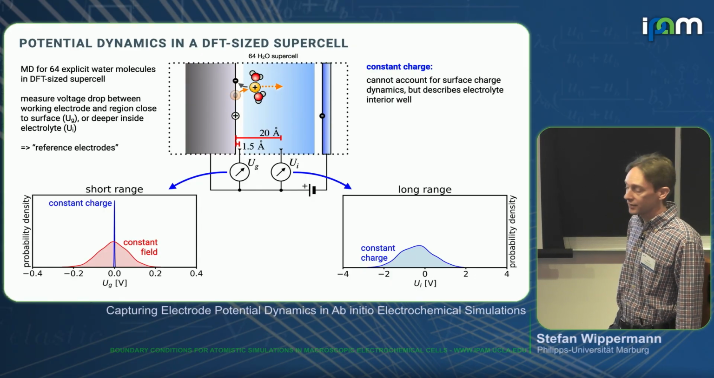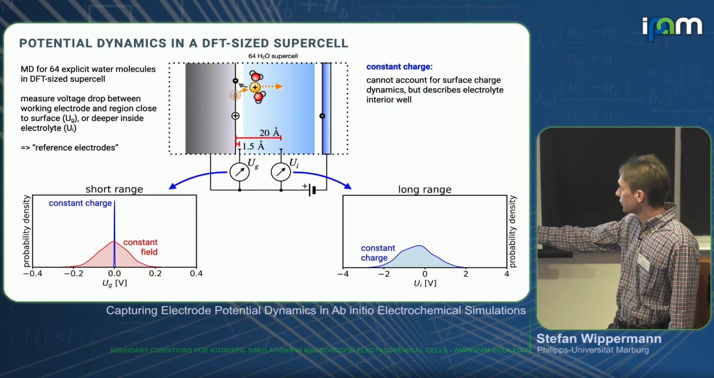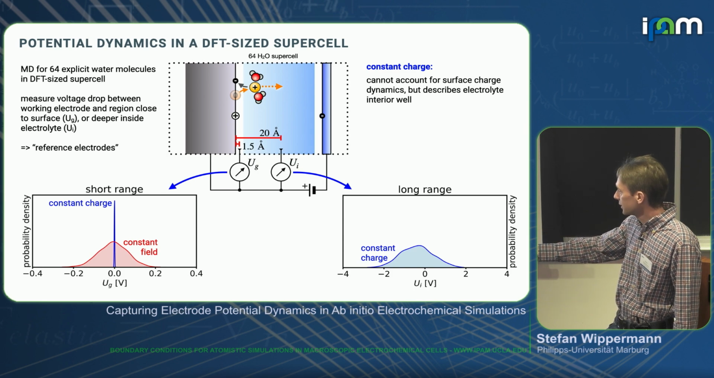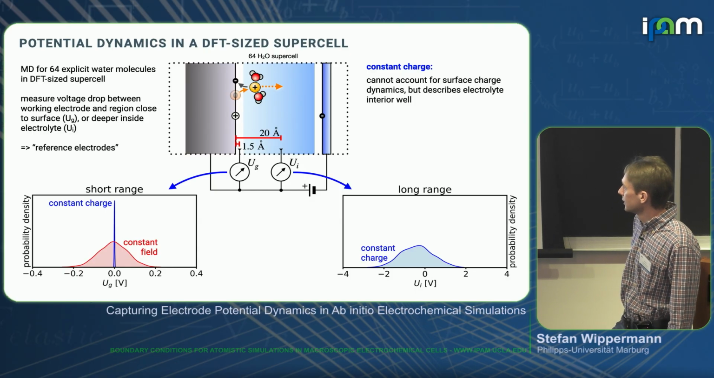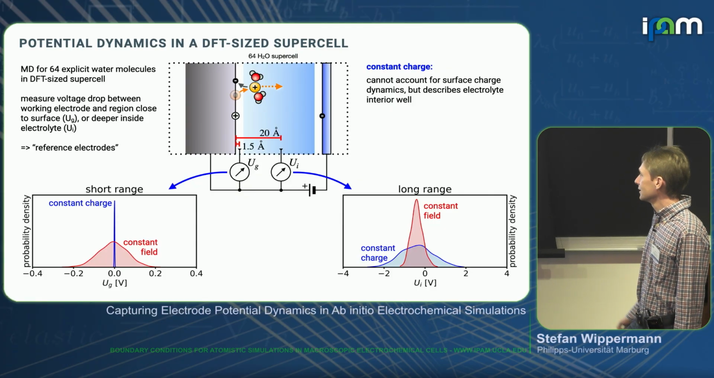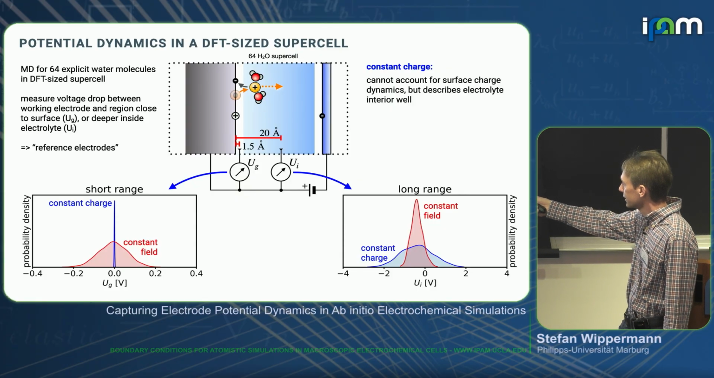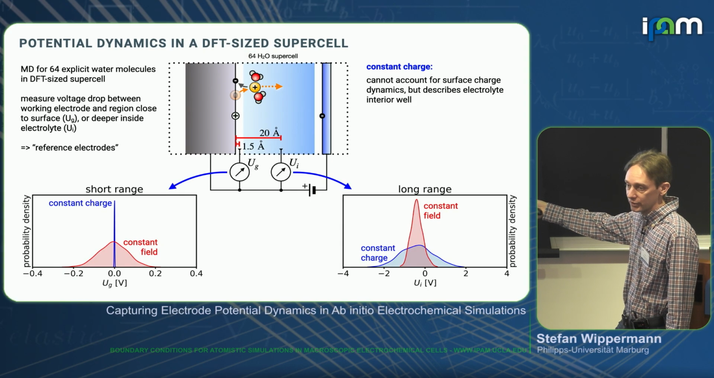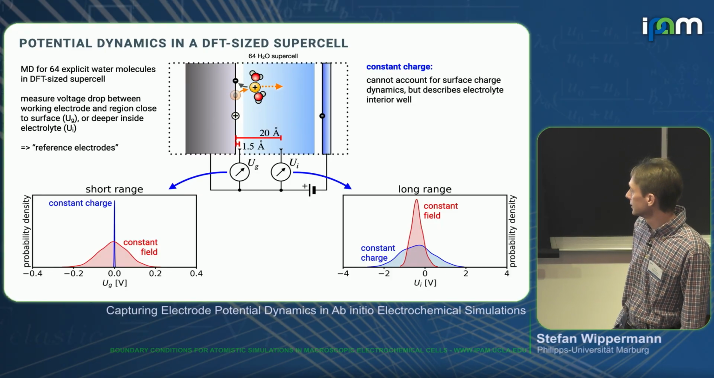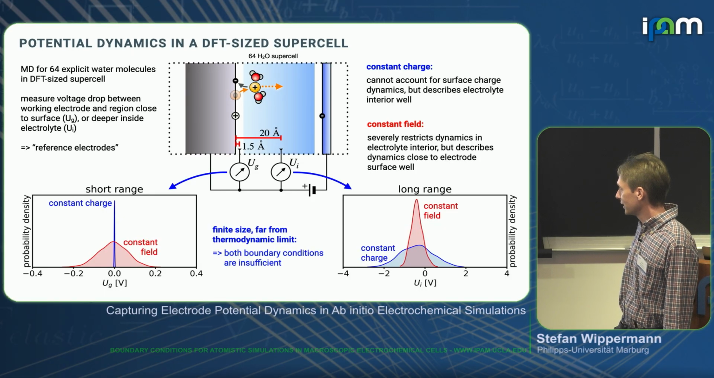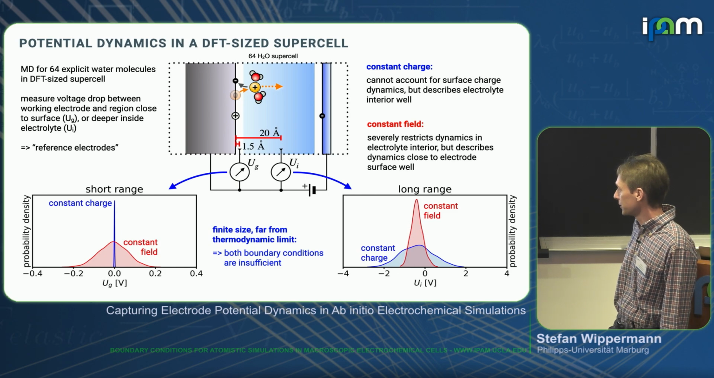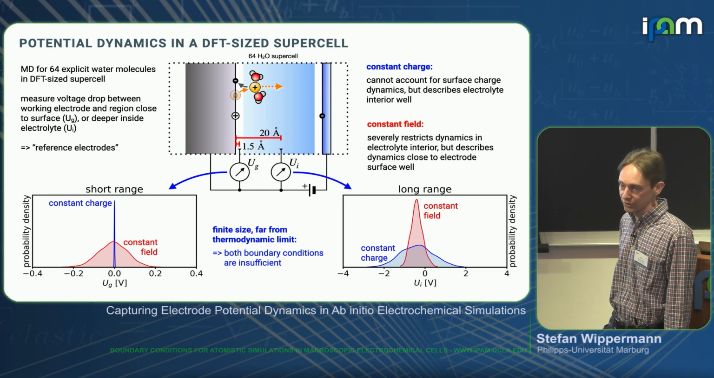If you go to constant field, that is different. Now the voltage between here and here is exactly constant. So the charge now depends on the state of the electrolyte, and you get a distribution here for the field that we have close to the electrode. But if you go deeper into the electrolyte, we are pinning the potential here exactly. It can no longer move. So we're putting an artificial constraint on the dynamics of the electrolyte over here. We cannot avoid that. So in the end, if we have finite size, far from the thermodynamic limit, both boundary conditions are insufficient.